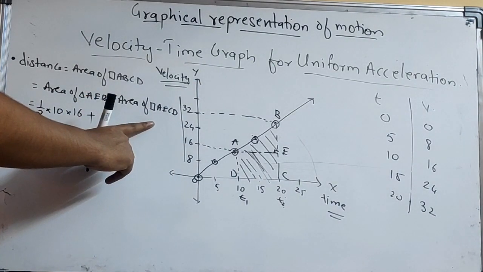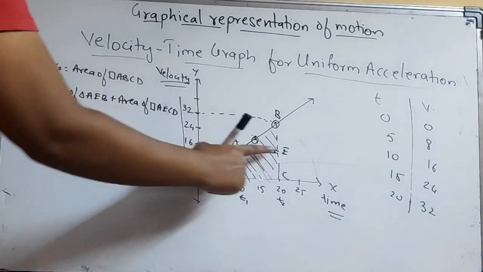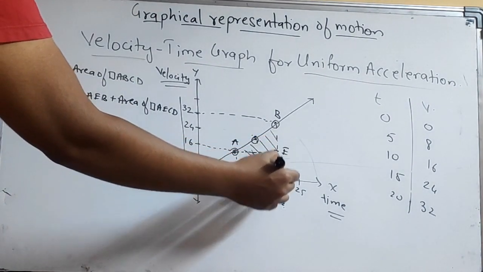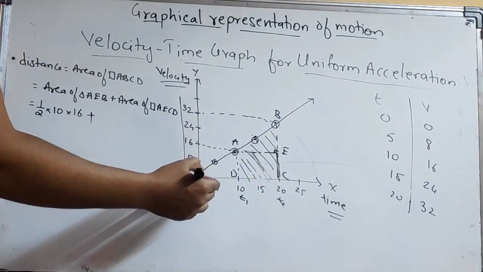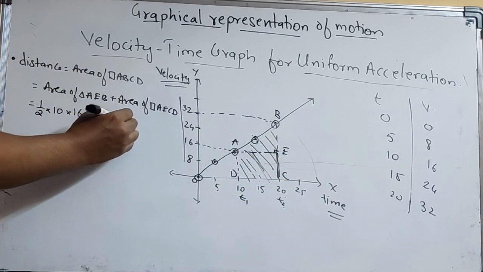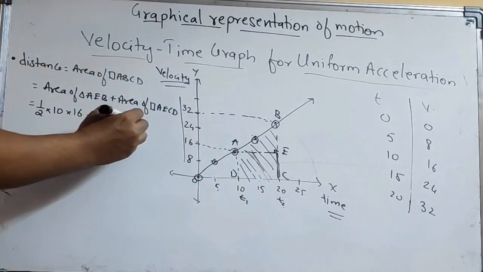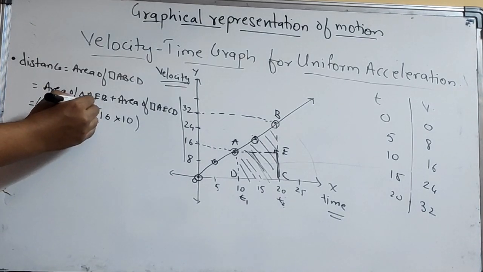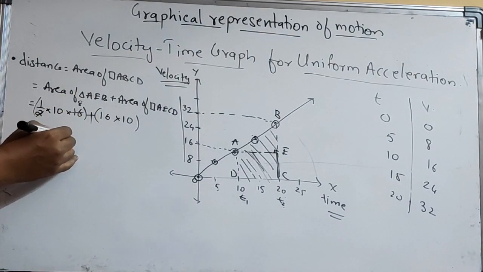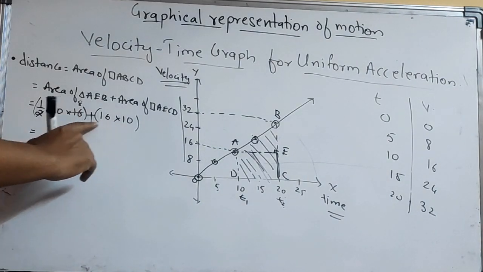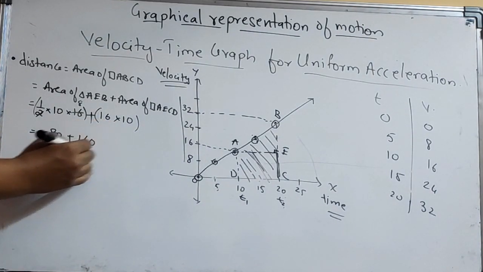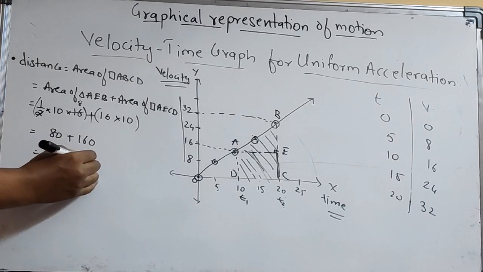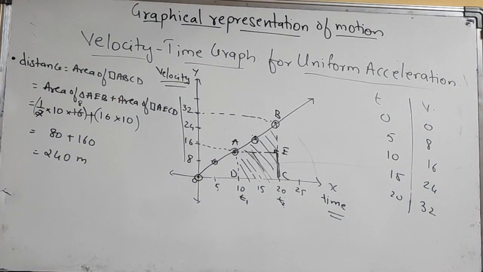Plus area of this quadrilateral AECD. AECD is a rectangle. So how much is EC? EC is 16 minus 0, that is 16, into, and how much is DC? DC is again 10. So this becomes 80, plus 16 into 10 is 160. So that becomes 240 meters. Since the velocity is in meters per second, the distance covered is 240 meters. Understood, students?